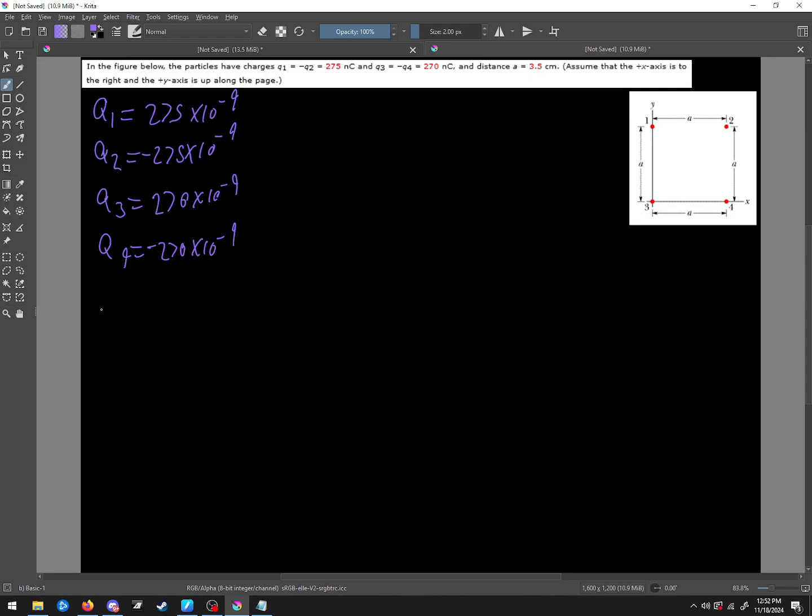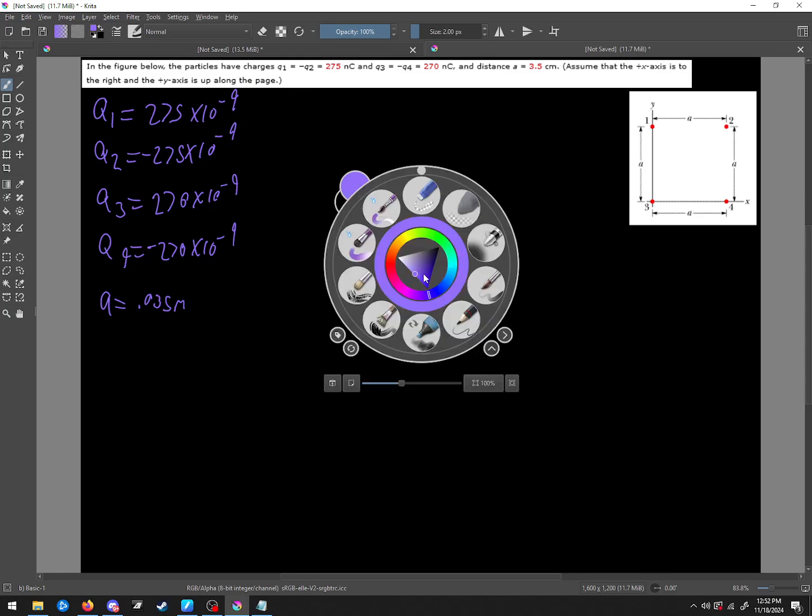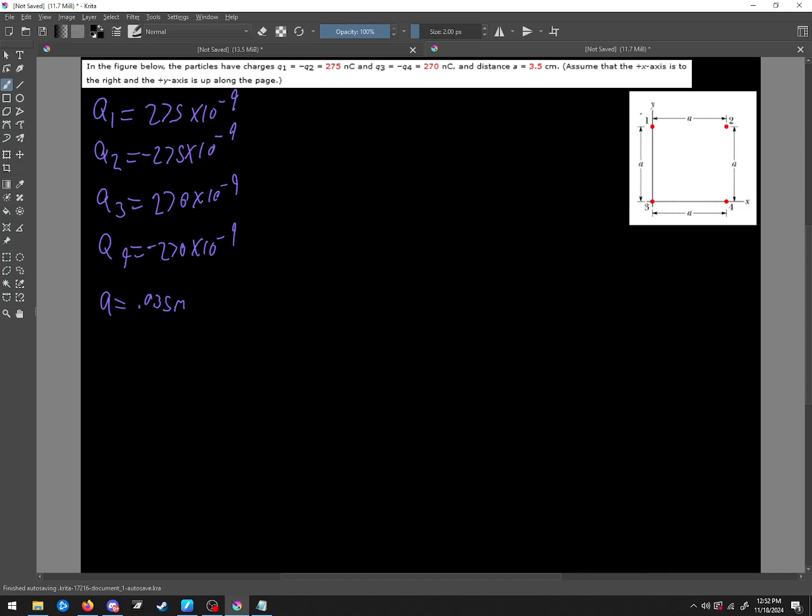And then we have A. A is the distance, and that's going to be 0.035 meters. Okay. So let's start doing really cool drawings. So 1 is positive, 2 is negative, 3 is positive, and 4 is negative.